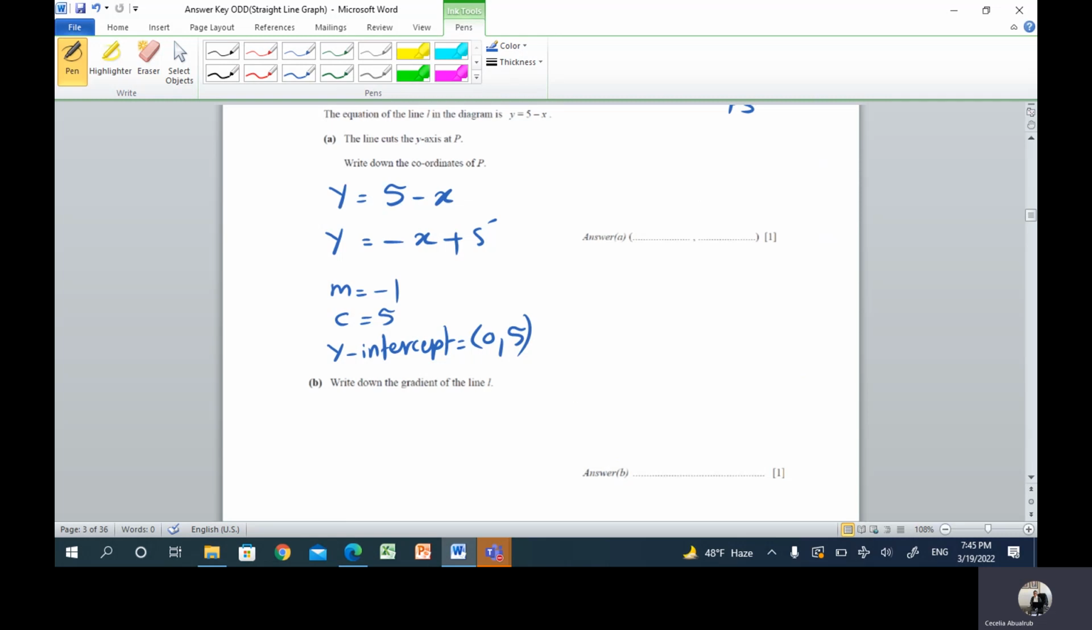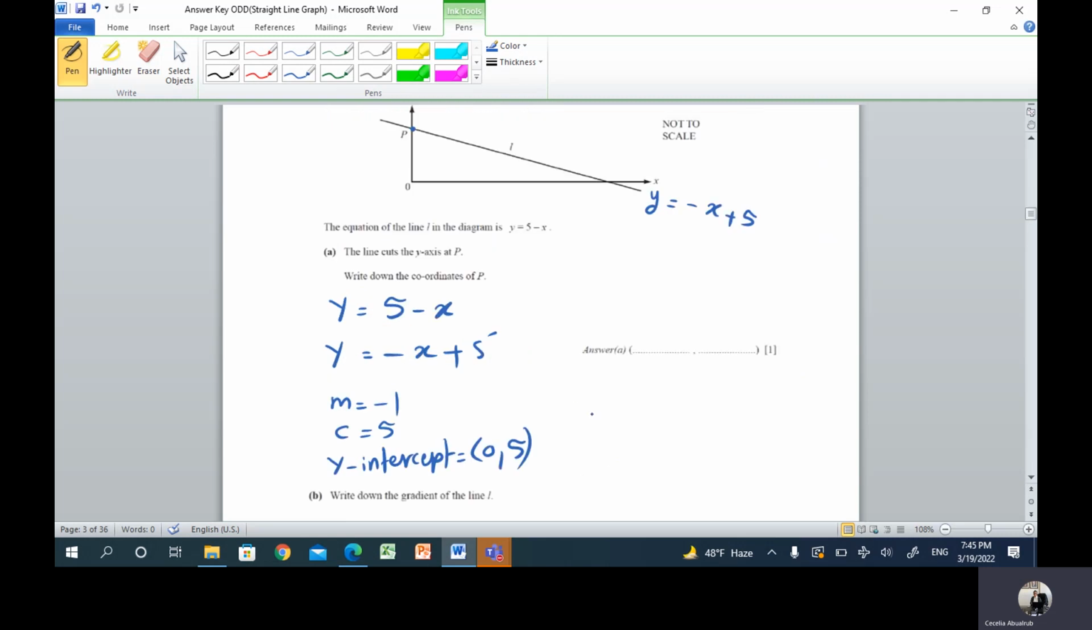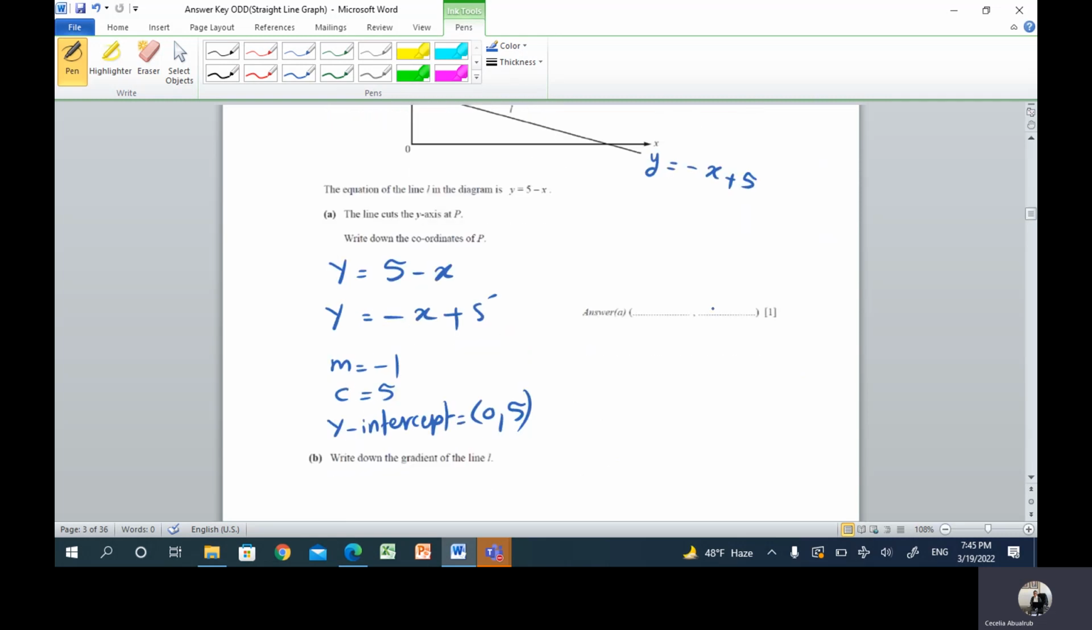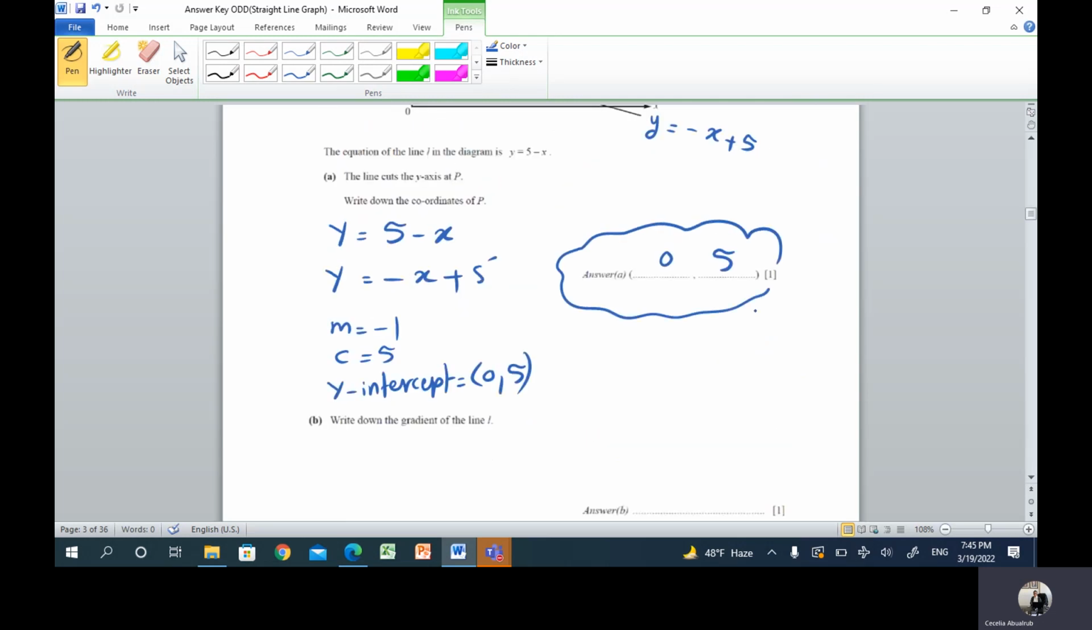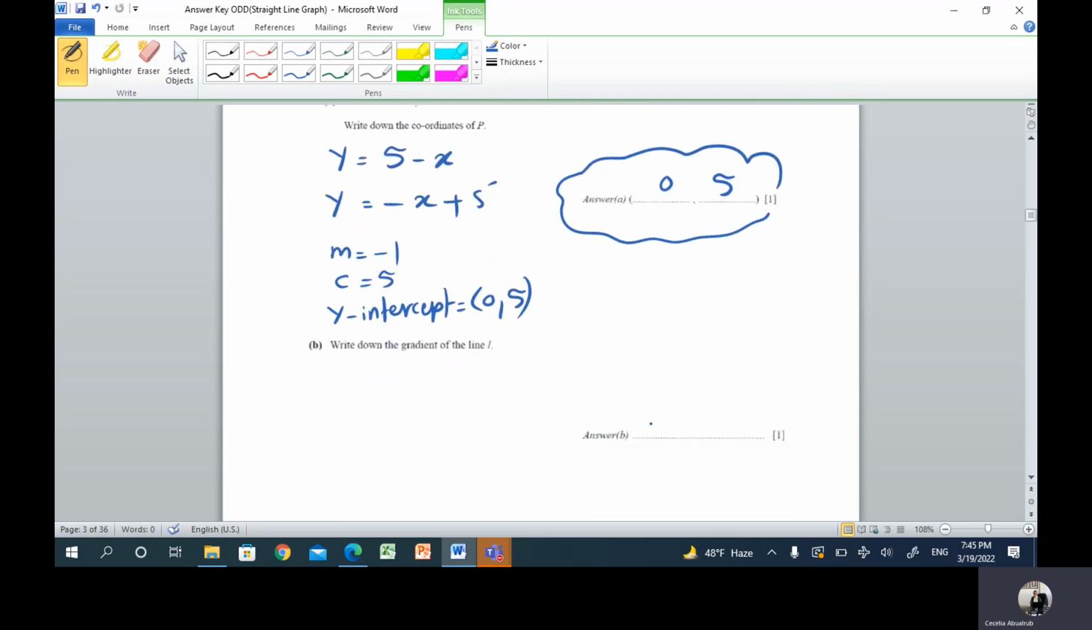Write the coordinate of P. P represents the y-intercept, so the coordinates are 0, 5. And write the gradient of the line. The gradient of the line is m is equal to -1, which is the coefficient of x.